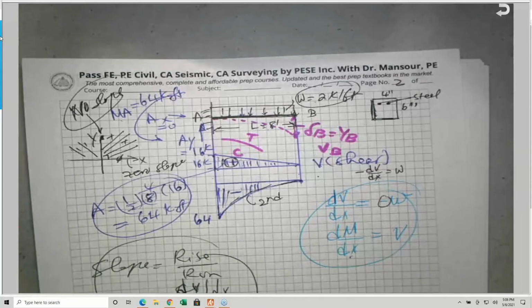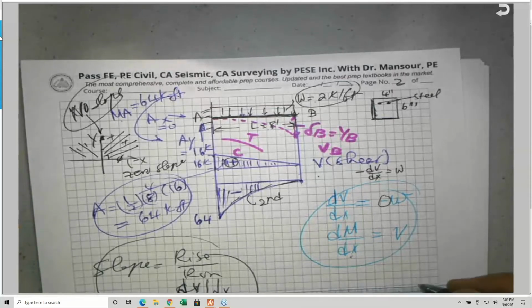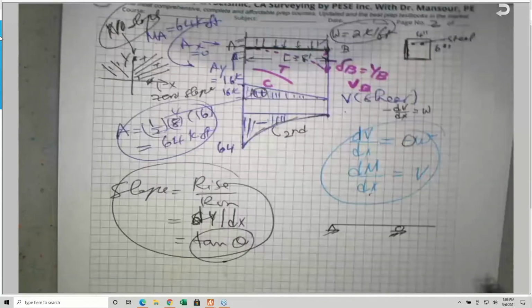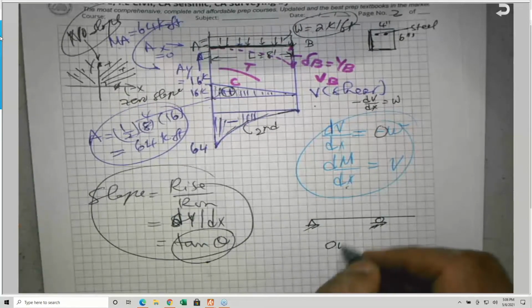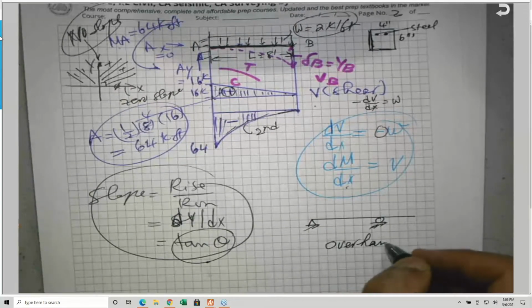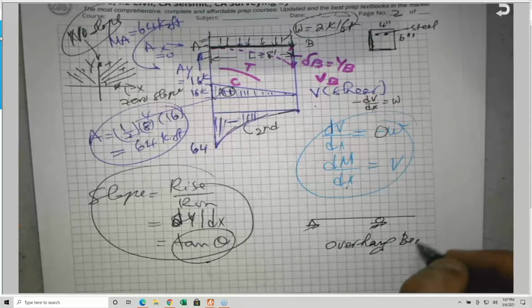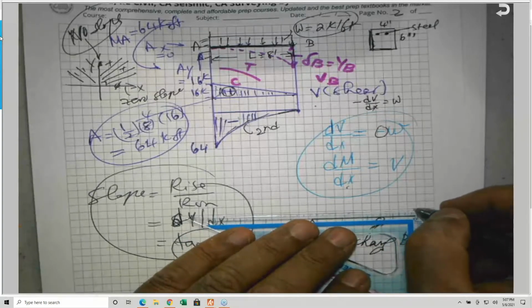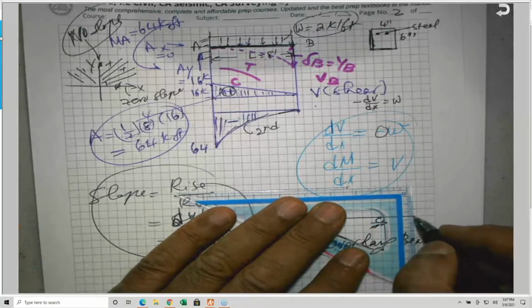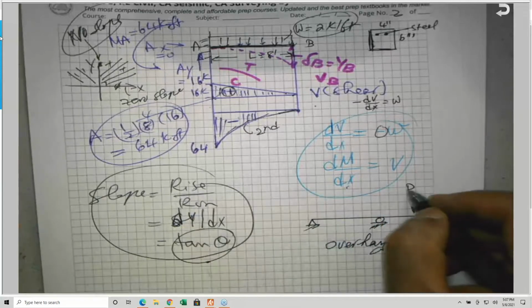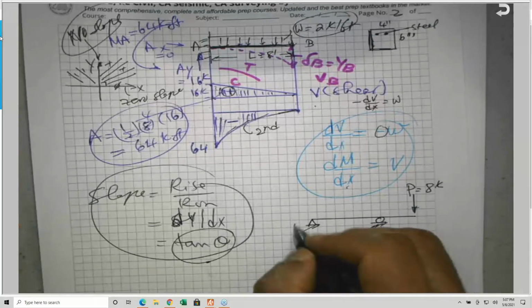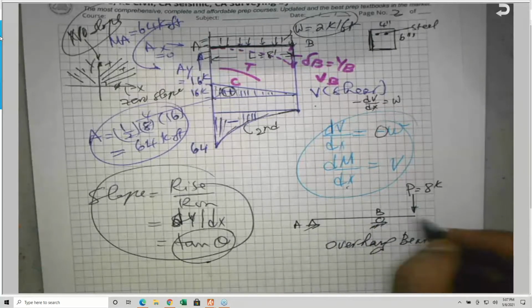This situation will be different if I have an overhang beam. Okay, a beam like this. We call it overhang. Overhang from one end, overhang beam. Okay, this beam, let's assume that is carrying a distributed load also, or even a concentrated load. Let's make it concentrated this time. P is equal 8 kips. And I will call this A, and this is B, and this is C.